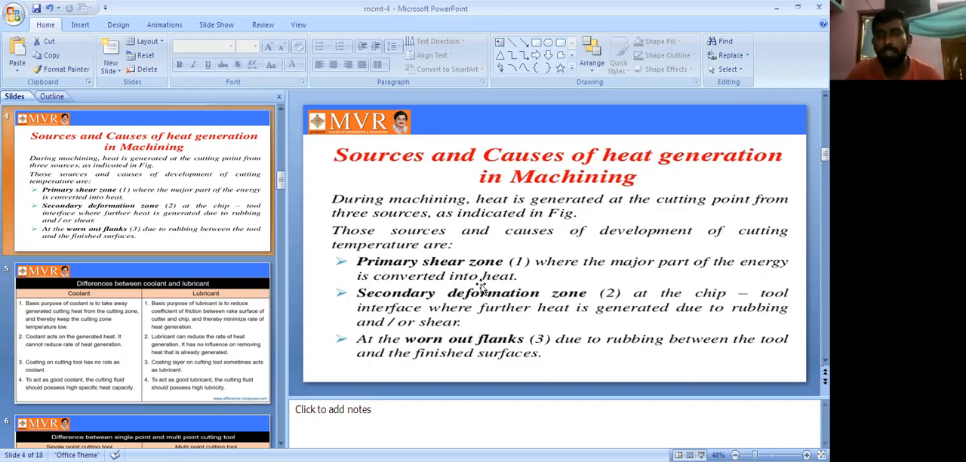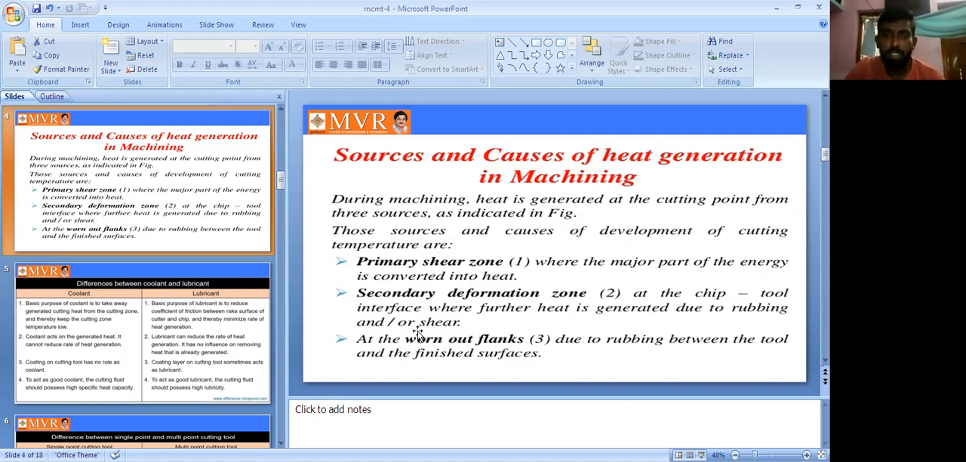That one we can call the primary shear zone. Next one is the secondary shear zone at the chip and tool interface, where the heat is generated due to the rubbing and shearing of the workpiece. So here, in the secondary deformation, the heat is generated due to rubbing or shearing of the metal.